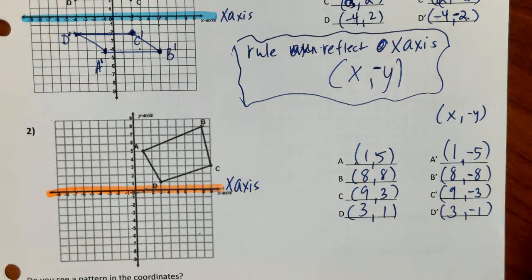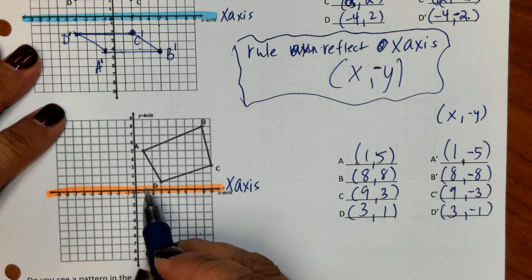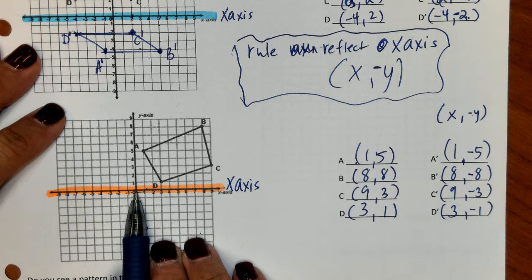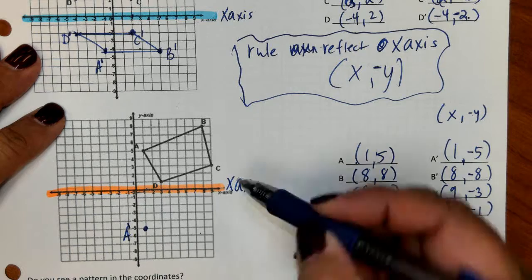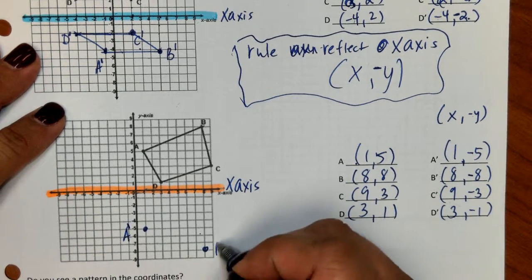If you don't trust yourself, well, let's go prove it. You got to graph it anyway, so let's do it. A prime is (1, -5). Again, I am going to write A prime. I'm not going to get too fast, so I'll make errors. (8, -8) down here, and who is he? He's B prime.